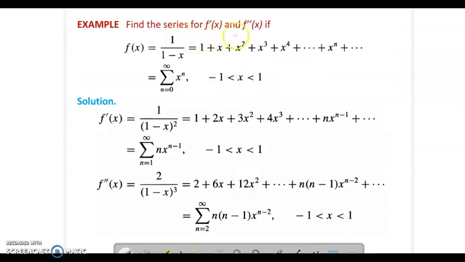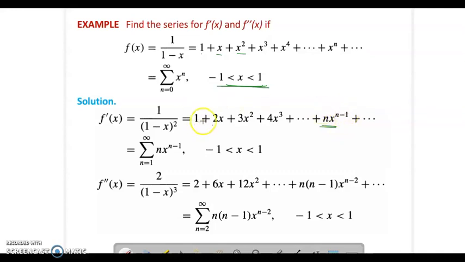Find the series for f dash x and f double dash x if f(x) is equal to 1 upon 1 minus x, which is equal to 1 plus x plus and so on, going like this, and this is when mod of x is less than 1. Right? So what will be f dash x? F dash x will be equal to: derivative of 1 is 0, derivative of x is 1, derivative of x square is 2x, and in general the derivative of the nth term is n into x raised to the power n minus 1.